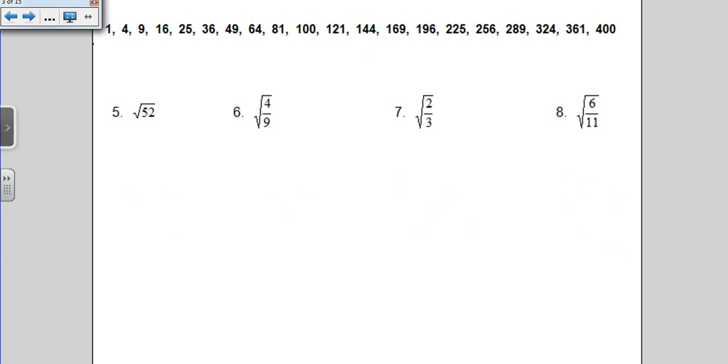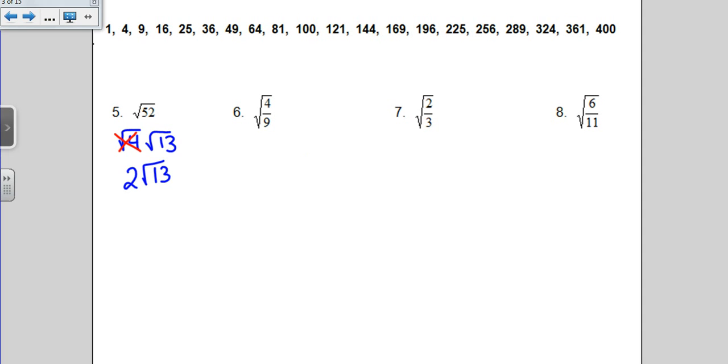Let's continue on. The square root of 52. If I think about the biggest perfect square that will divide into 52 evenly, I think that's a 4 times a 13. And then we know that the square root of 4 is really a 2. So our final answer is 2 square roots of 13.